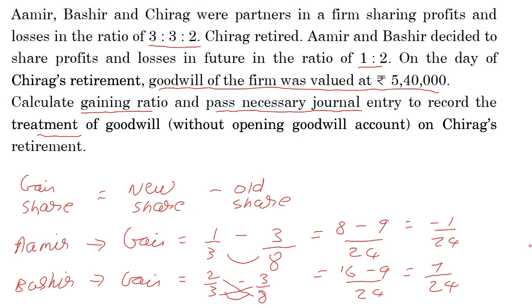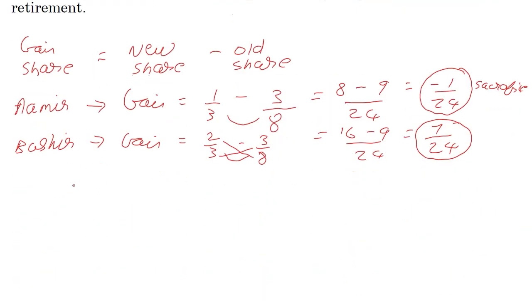Now we proceed with the journal entry. Remember, you have a situation where one partner is retiring. The fact that I've got a negative number over here means it's not a gain, it is a sacrifice. The only partner who's gaining is this one, 7 by 24. How much is the value of goodwill? 5,40,000. So I'm going to take that 5,40,000 and multiply it by 7 by 24.